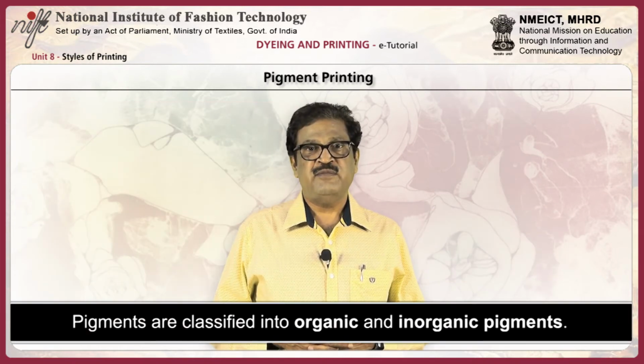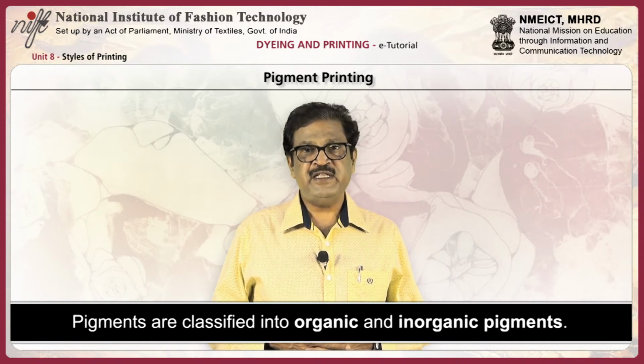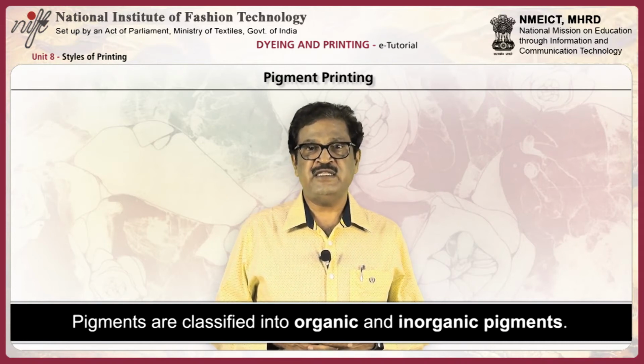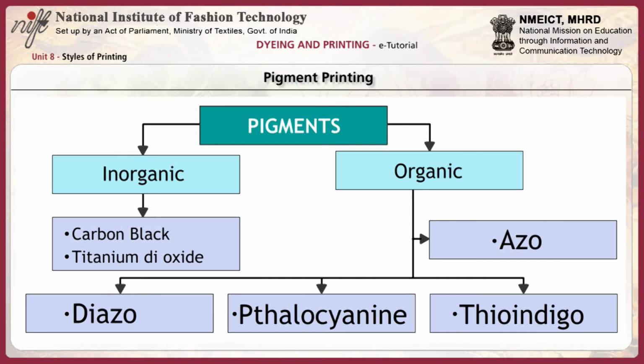Next we will discuss pigment printing. Pigment printing is one of the simplest direct styles of printing, which is applicable to all classes of fibers. Since the pigments are insoluble coloring matters, they are physically applied by means of binders. Pigments are classified into organic and inorganic pigments. Inorganic pigments such as carbon black and titanium dioxide are widely used. Organic pigments such as azo, diazo, phthalocyanine and thioindigo are usually prepared for printing.